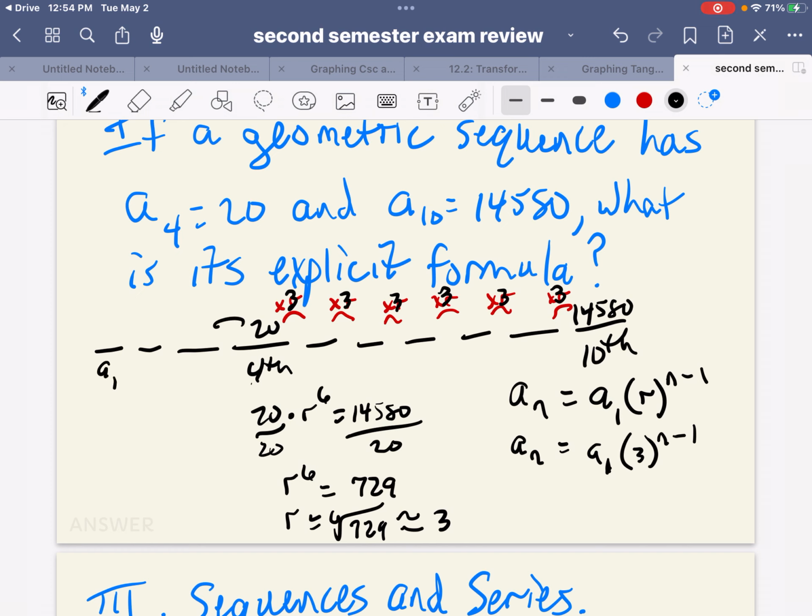Well, couldn't I divide by 3 to get this term, divide by 3 to get this term, and divide by 3 to get the first term? 20 over 27 is the first term. So a sub n equals 20 over 27 times 3 to the n minus 1 is the equation that I was looking for.